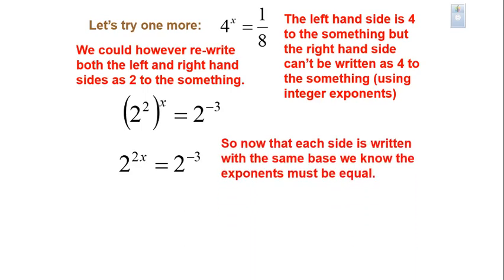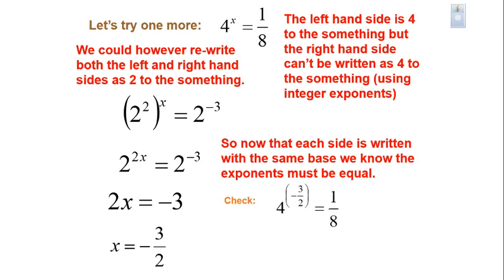So the exponents are equal to each other. Solve for x: x equals -3/2. And we can always check. 4 to the -3/2. Let's see what we have. That means 1 over 4 to the 3/2. 4 to the 3/2 means the square root of 4 cubed. The square root of 4 is 2, and when you cube it, you get 8. Or if you cube 4, you get 64. The square root of 64 is 8. And it's in the denominator.